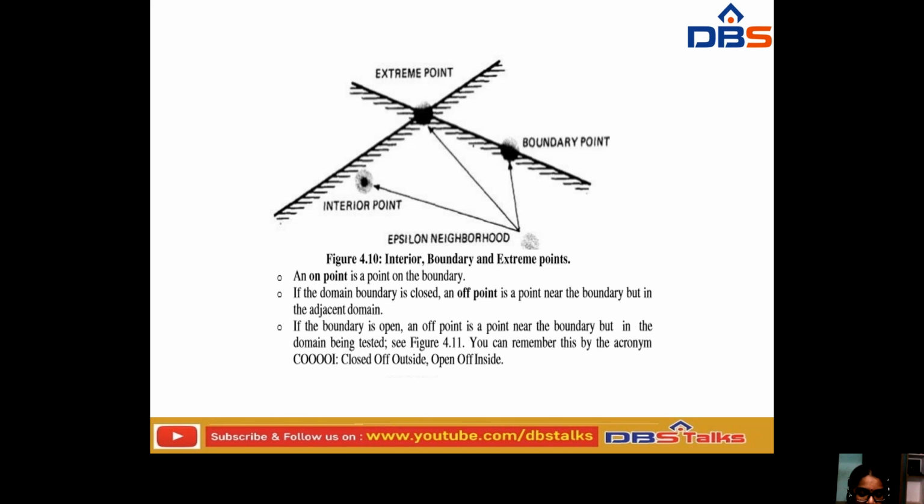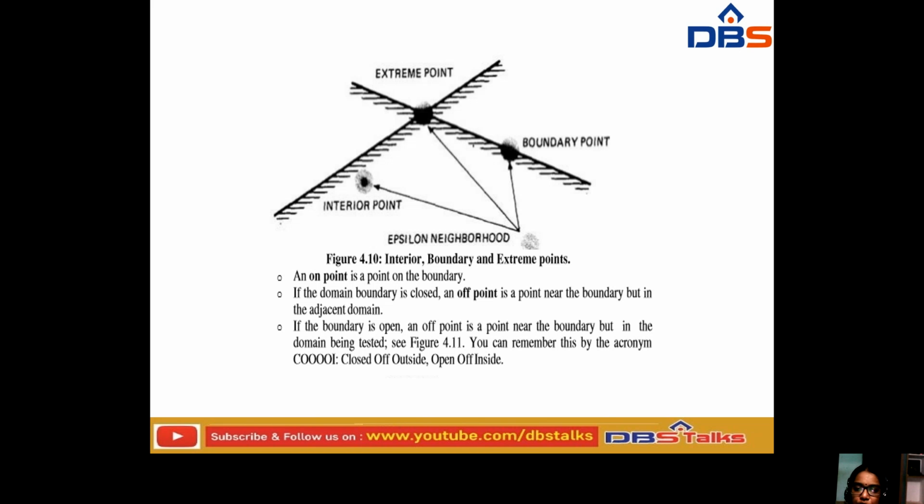Why? Because if he is interested in doing the task, he can go for the task called domain testing. So whatever the point is does not matter, where the point lies is the matter. So he has to check for the boundary point, extreme point, and interior point.